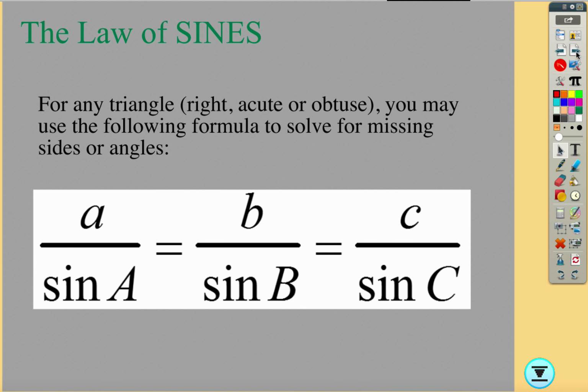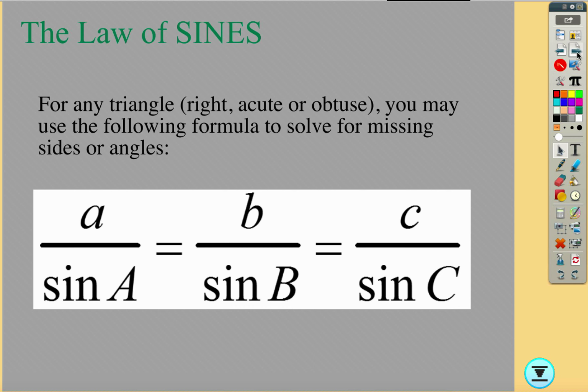So let's get started. This is the law of sines. Don't worry about maybe it looking complicated right now. I think we're going to break it down and you're going to actually be really glad that you learned it. And you'll see that it's really not very challenging at all.